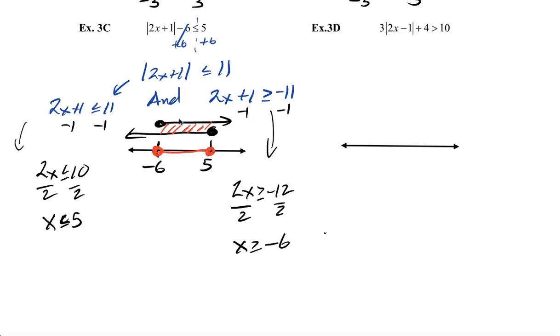Okay. Next one. Same concept. Remember, you have to isolate the absolute value first. So -4 minus 4, you get 3 times the absolute value of 2x minus 1 is greater than 6. Now we still have to divide by 3. So you get the absolute value of 2x minus 1 is greater than 2.